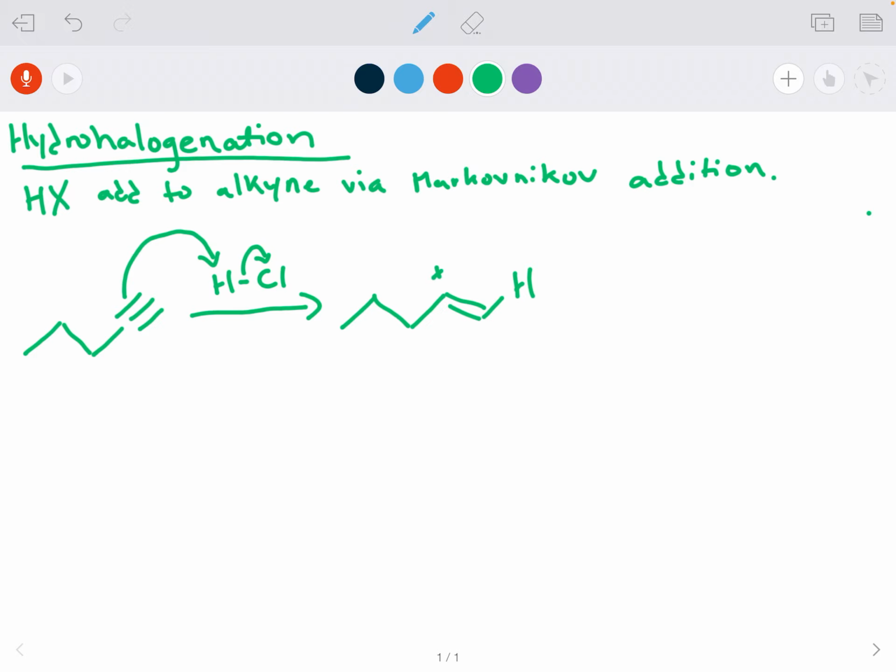So you've got your hydrogen here, and then now you have your carbocation at the more substituted position. The chlorine will then come in with its negative charge and attack at the positive site, to give your final product.